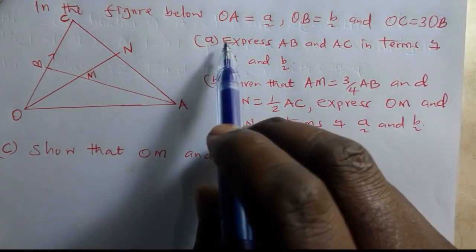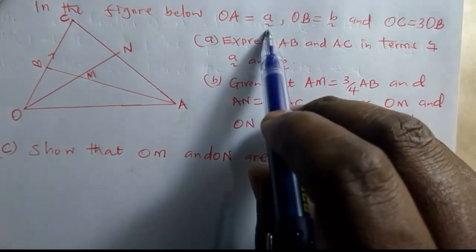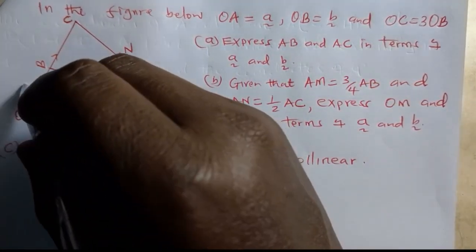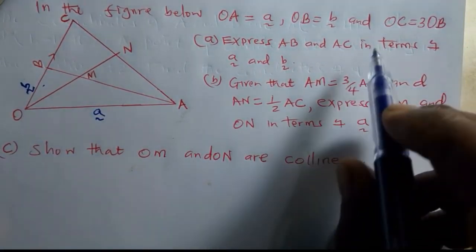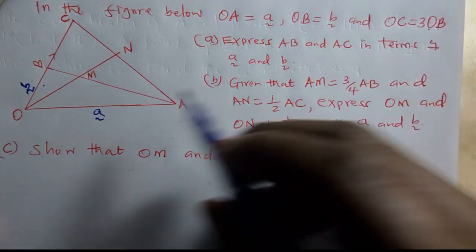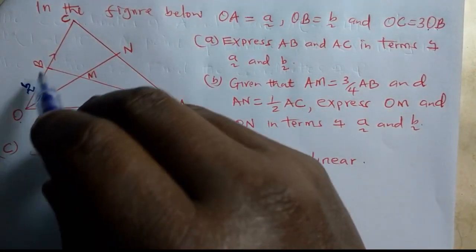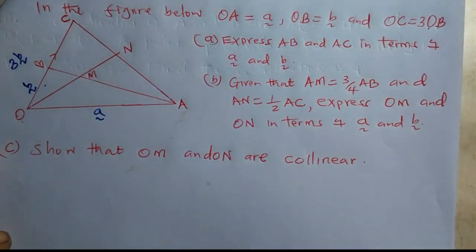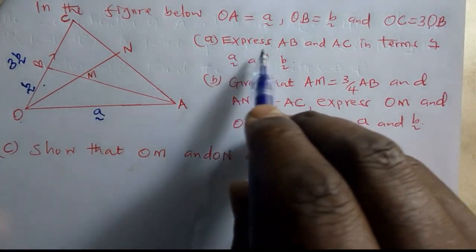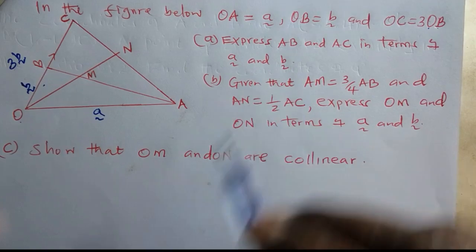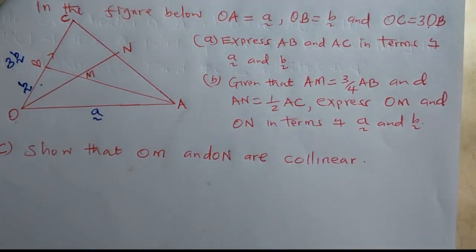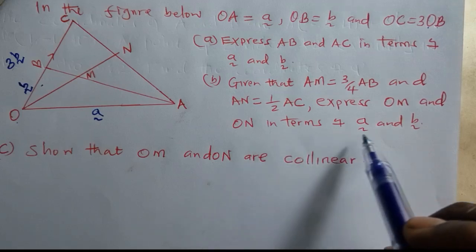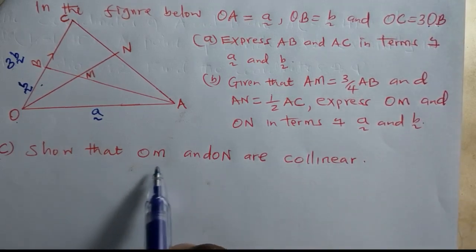In the figure below, OA is vector A, OB is vector B, OC is 3OB, so OC is 3OB. So if OB is B, then from here up to here is going to be 3B. OC is 3B. Be aware of that. Express AB and AC in terms of A and B, given that AM is this, and express OM and ON in terms of A, B, C. Show that OM and ON are collinear.